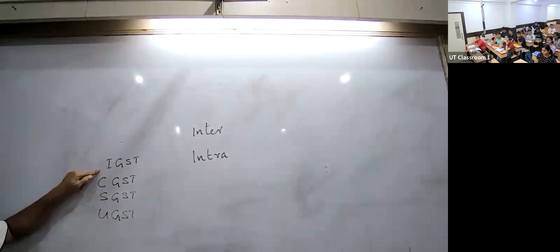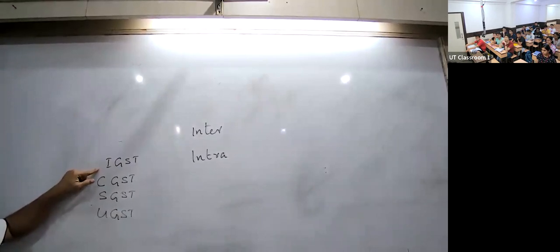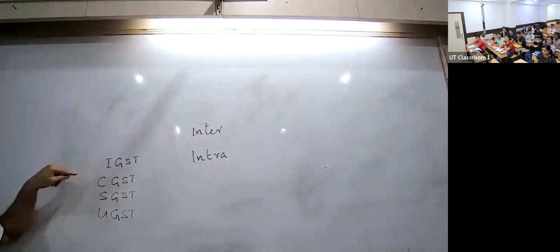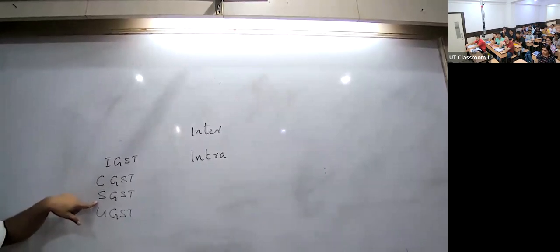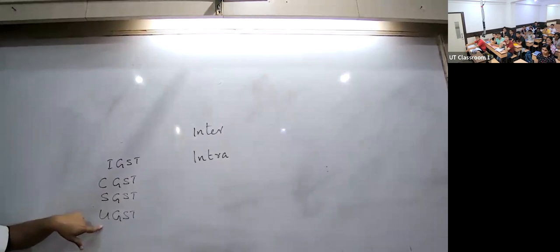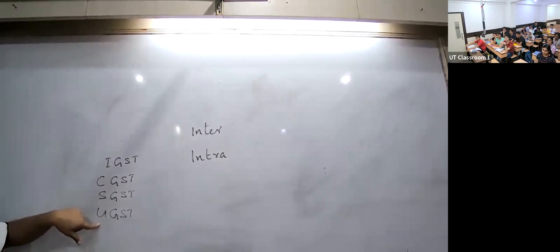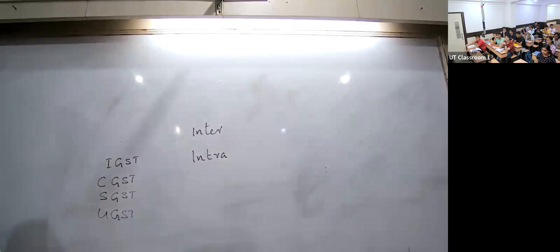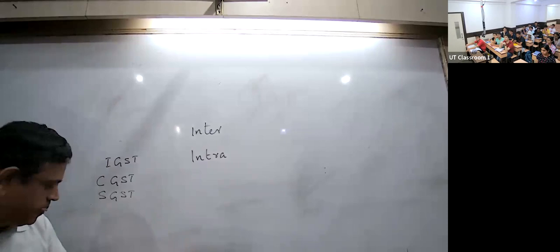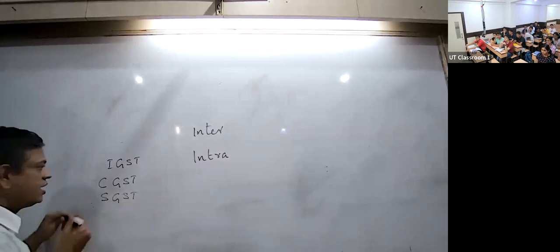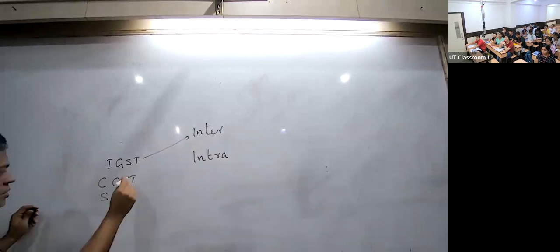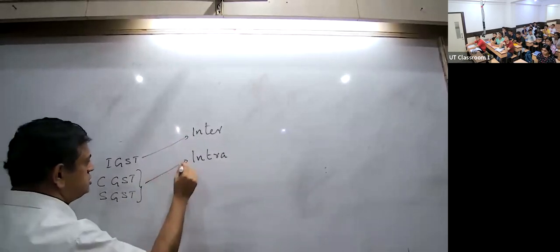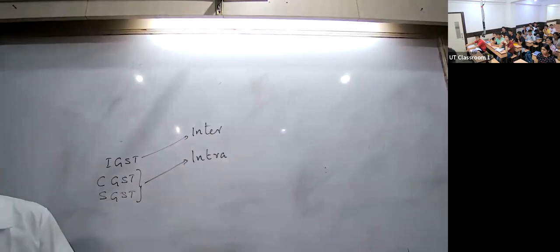IGST means integrated GST. C means central GST. S means state GST. UTGST is union territory GST. In union territories, basically you don't have this. Now, this IGST is for interstate. This CGST and SGST are for intrastate.